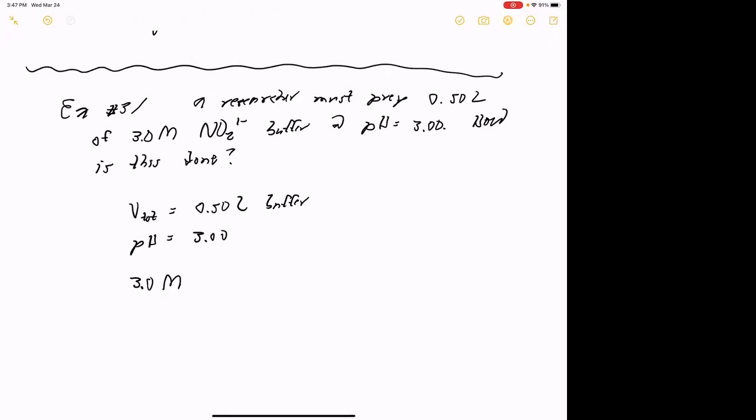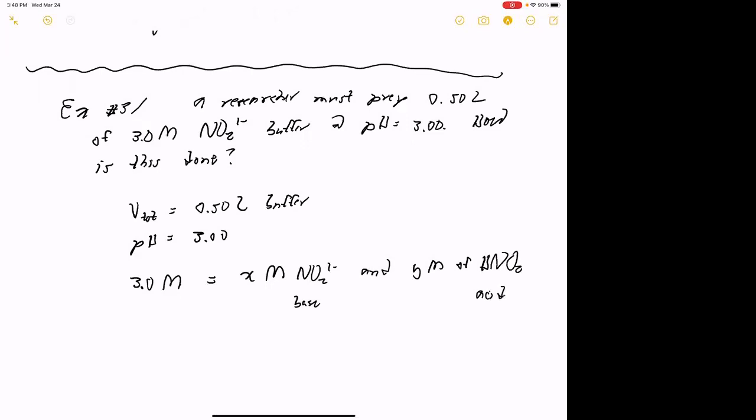Now the assumption when we do this is the following. When I say we're going to make a 3.0 molar nitrite buffer, what I really mean here is the 3.0 molar is going to actually be the combined concentration of both species, okay? So it's going to be X molar of NO2 1 minus. And that's the base part, right? But a buffer needs an acid part. So what's the conjugate acid of NO2 1 minus? HNO2? Yeah, it's nitrous acid. So we'll say Y molar of HNO2, which is the conjugate acid.